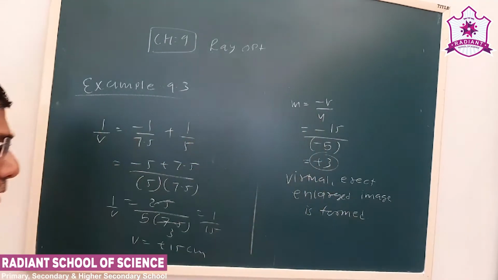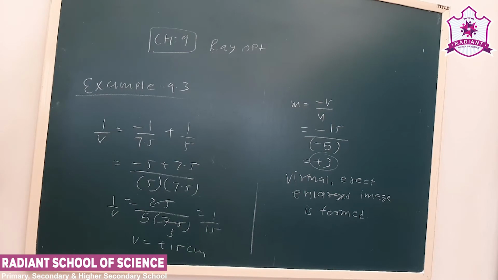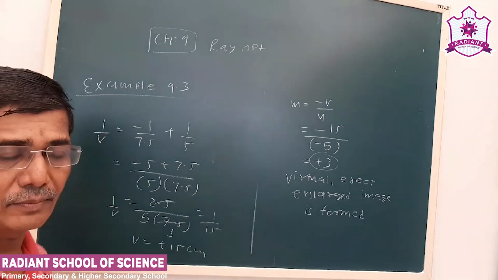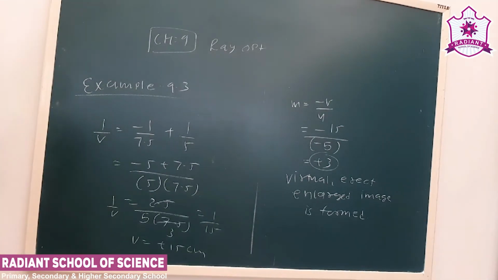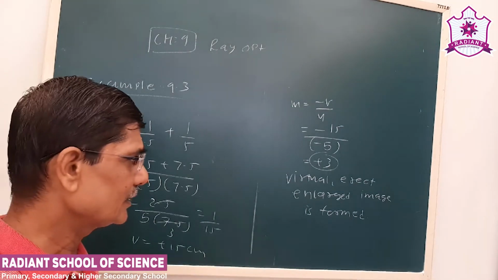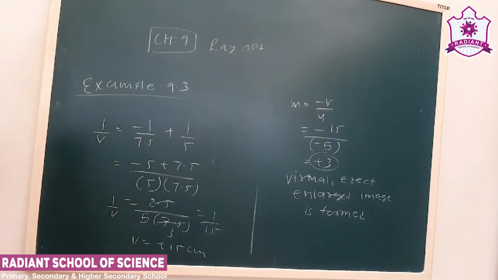So we can see when the object is placed at a 5 centimeter distance in front of a concave mirror, in this condition the image formed is a virtual, enlarged and erect image. So this is about example number 9.3. Now we take some examples from the exercise, which involve the use of the mirror formula.